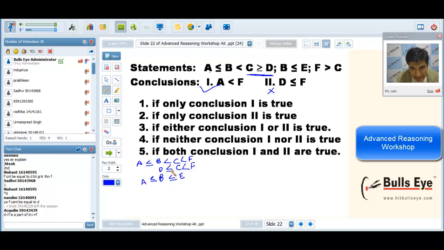People, D is less than equal to C and C is less than F. Had it been D is less than F, it would have been true. The second conclusion is a possibility, not a perfect conclusion due to this equality sign. Is it okay, people? So that is why I am rejecting the second option.